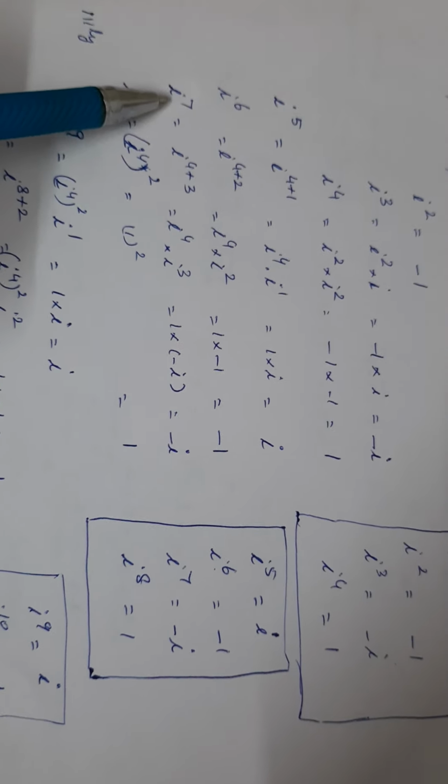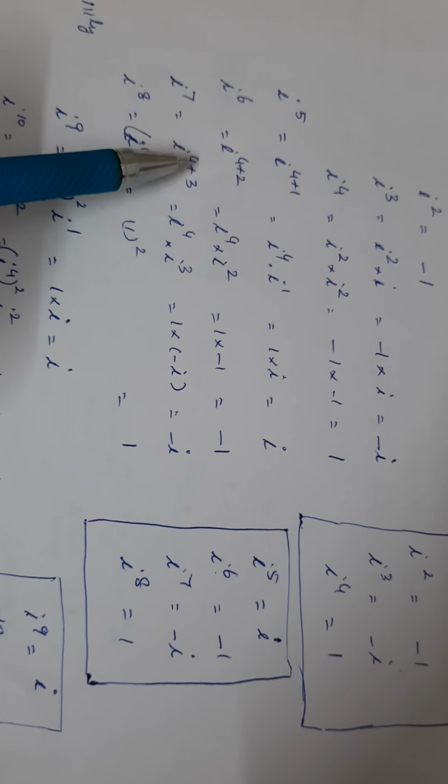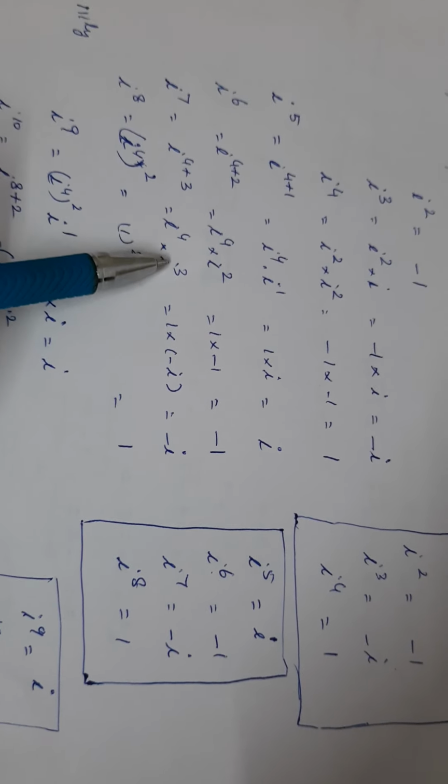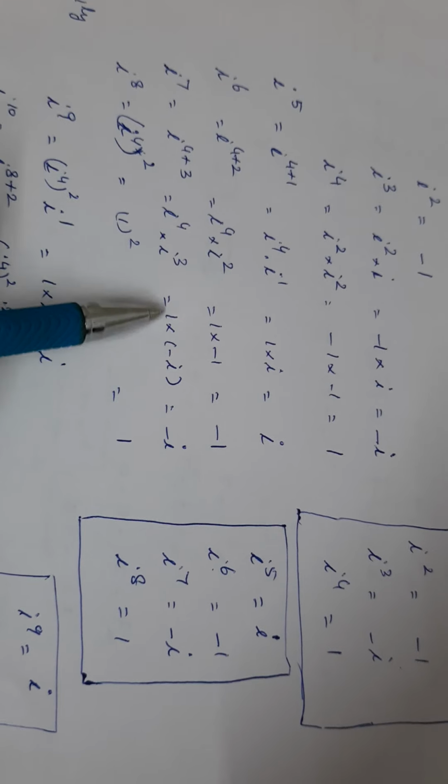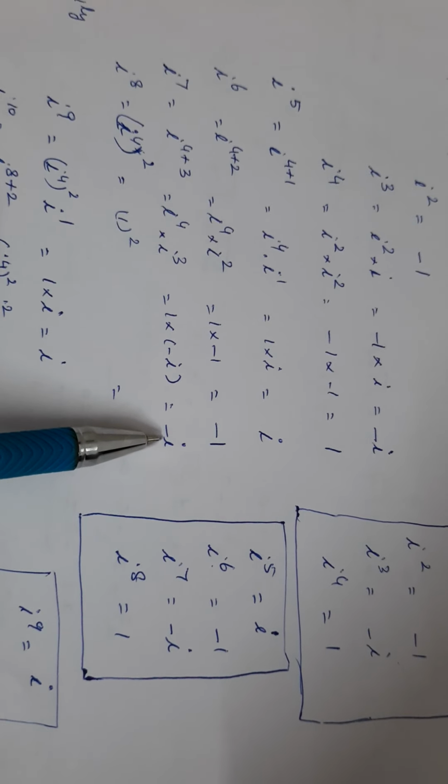Then I power 7. Again, it can be split up as 4 plus 3. I power 4 into I cube. I power 4 is 1. So it is I cube. But I cube is minus I. So it is equal to minus I.